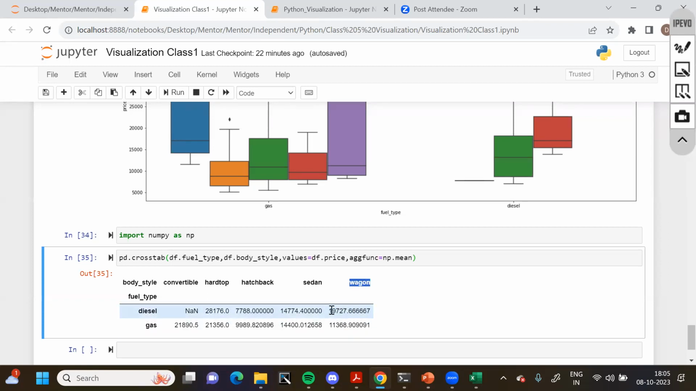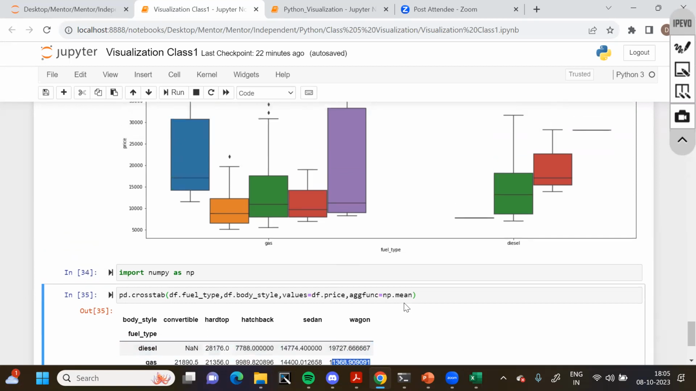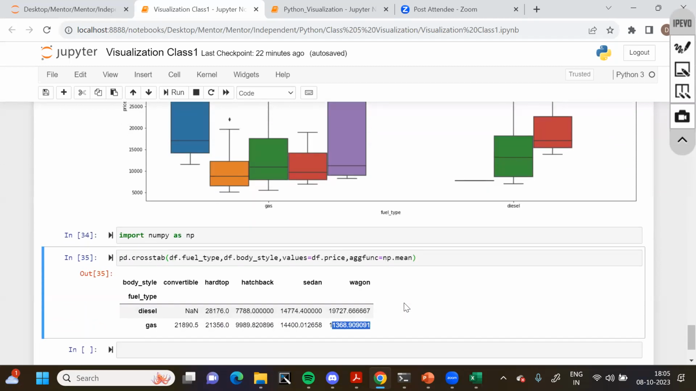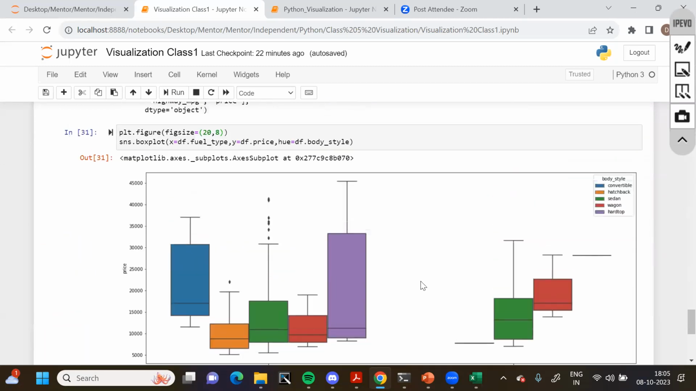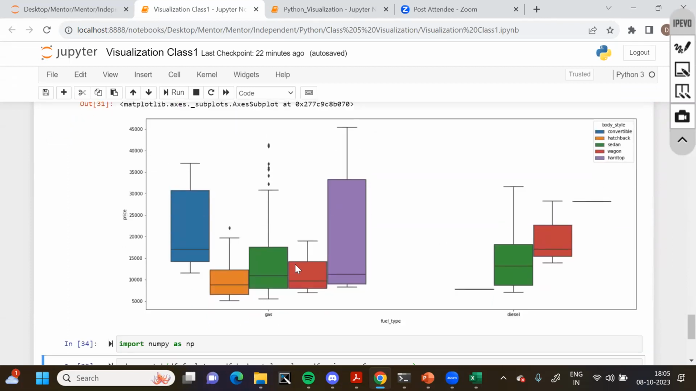If you see vegan in the diesel segment, it is a very high price, right? If you see, 8,000 above in the gas variant, you can see that. Now in the diesel, this green one, sedan, is actually popular in both the segments. Slightly, the price for the diesel variants is slightly up compared to this.